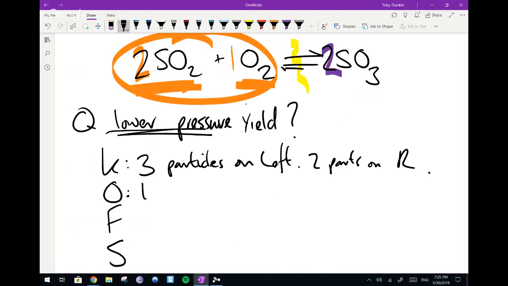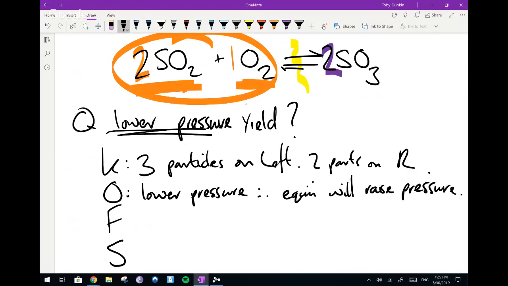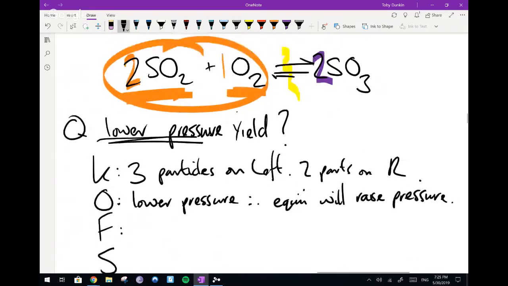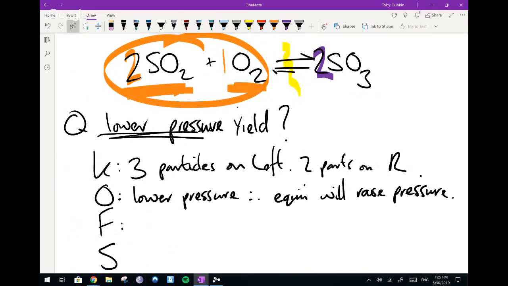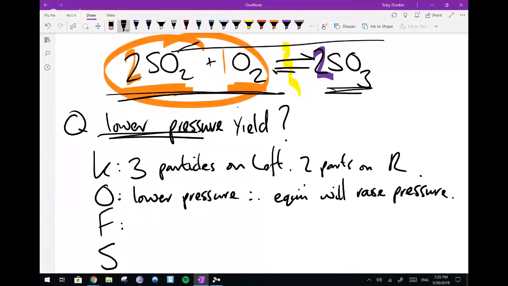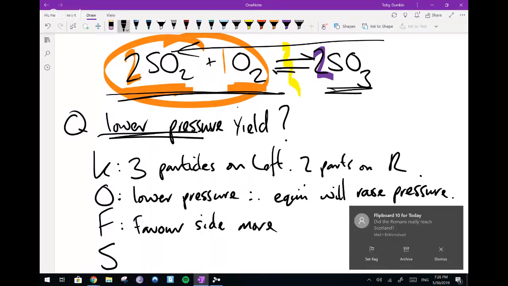Okay, oppose. If I lower pressure, equilibrium will raise pressure. How do you raise pressure? How could you favor this? If you want to increase pressure, you need to make more gas. So I've got 3 particles over here and 2 on here. We want to go this way. Favor the side with more gas, with more particles.